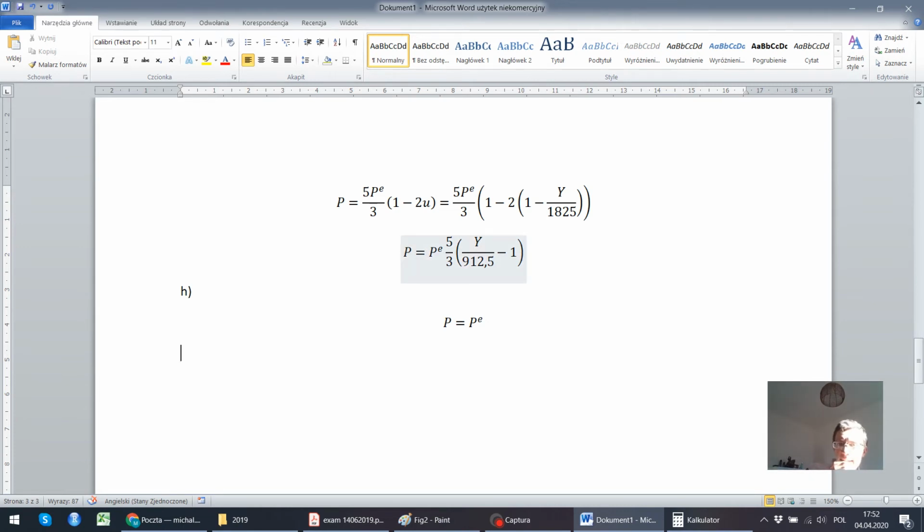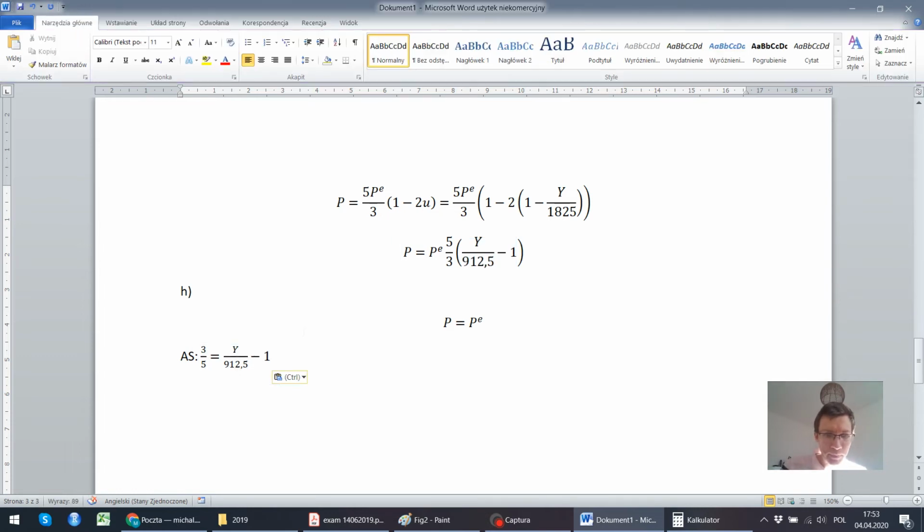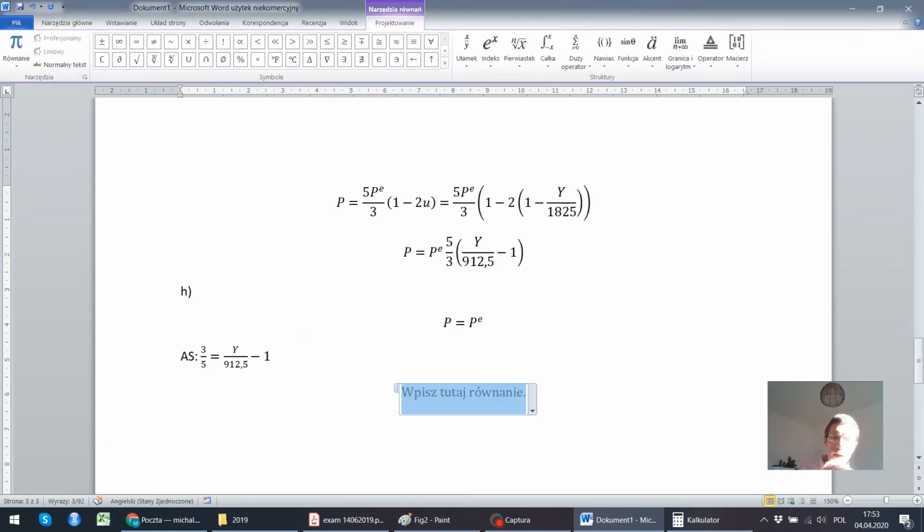Which means that in our AS equation, we have a very simple situation: the prices and the expected price level simply vanish. On the left-hand side, we can have 3 over 5, and this would be equal to what we have in the bracket. So we put the 1 on the left-hand side, so we have 8 over 5 equal to y over this particular number.